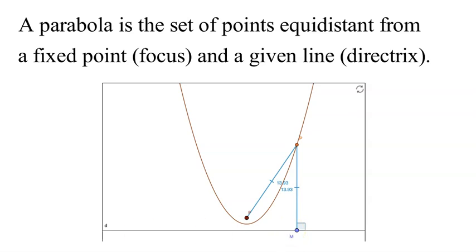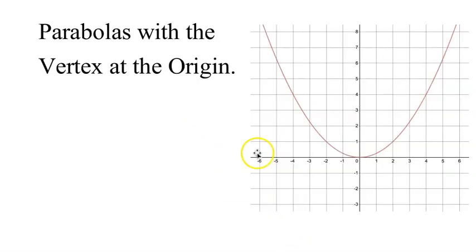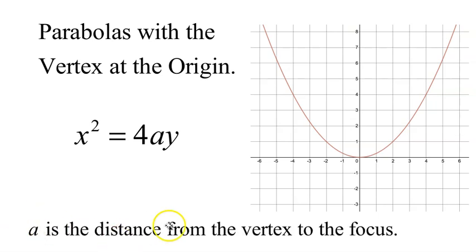So we're going to examine parabolas with the vertex at the origin. The vertex is the lowest point in this case for sure. So the general form for an opening upward parabola is x squared equals 4ay. If it's opening downward, it's also x squared equals 4ay. It is just that a is negative. Now a is the distance from the vertex to the focus.